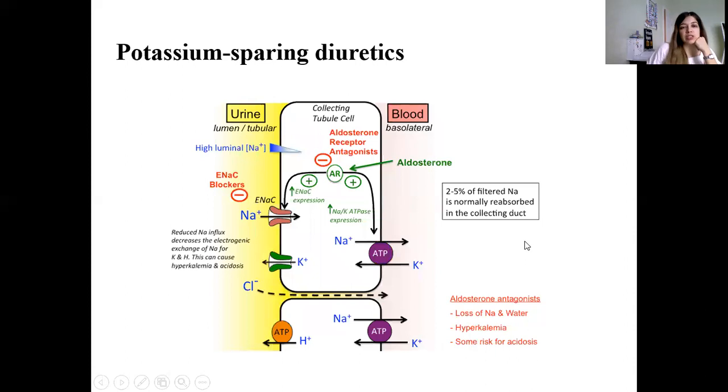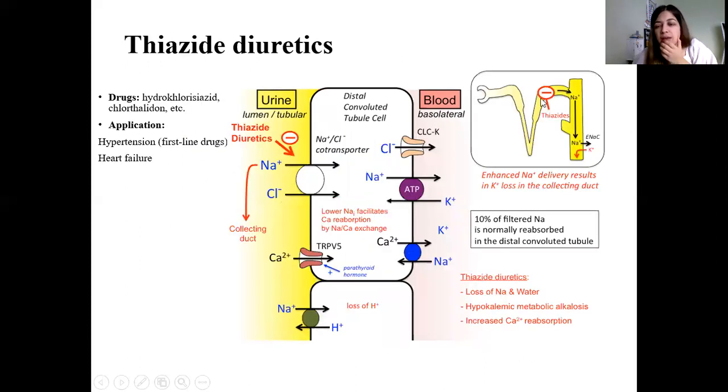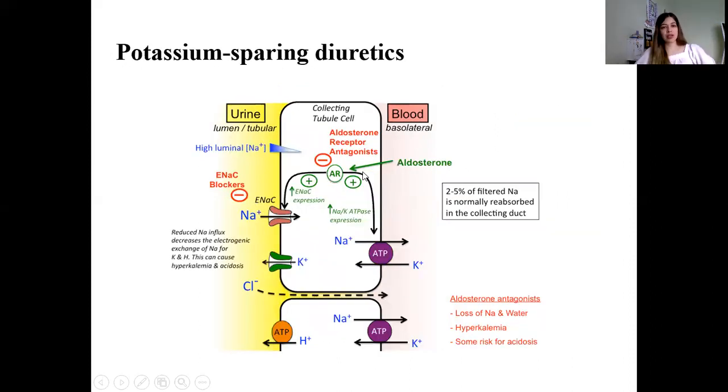Then we go to potassium sparing diuretics. Potassium sparing diuretics, they work even after, not in the distal tubule, yes, but after that, in the collecting duct mainly. So in the collecting duct, what do we have?